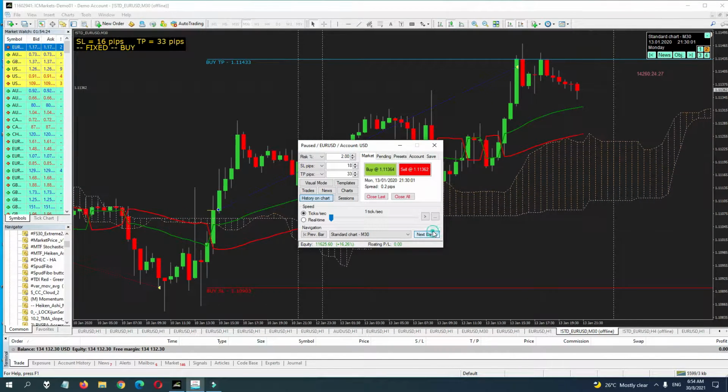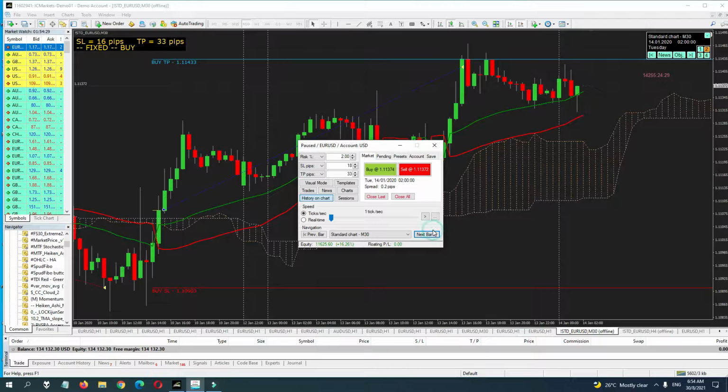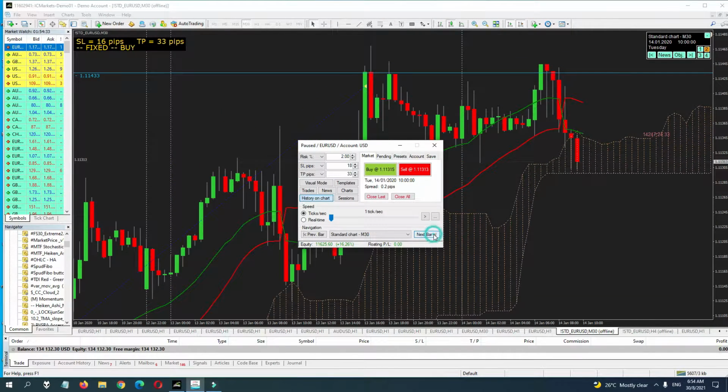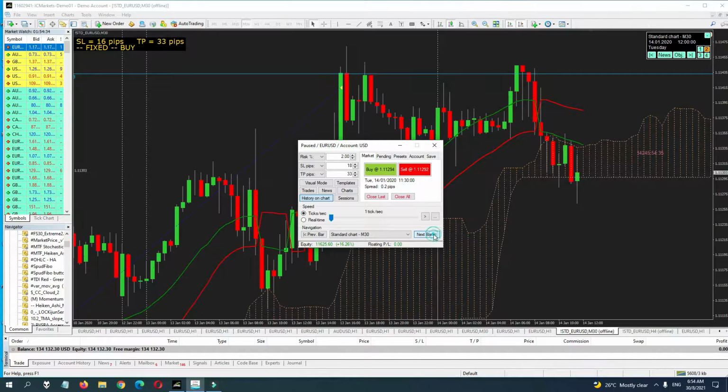So yeah, we have a winning streak. That's because the price is trending. When it's ranging, that's when you have a losing streak.